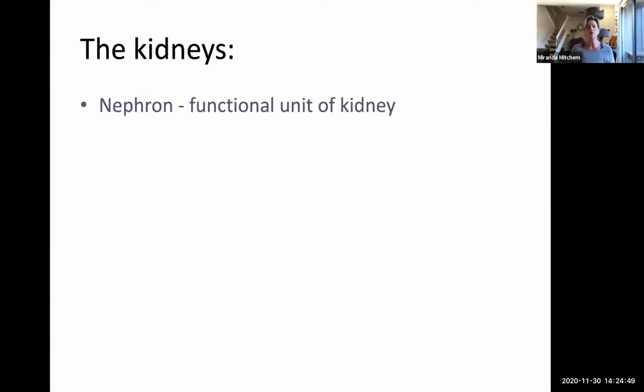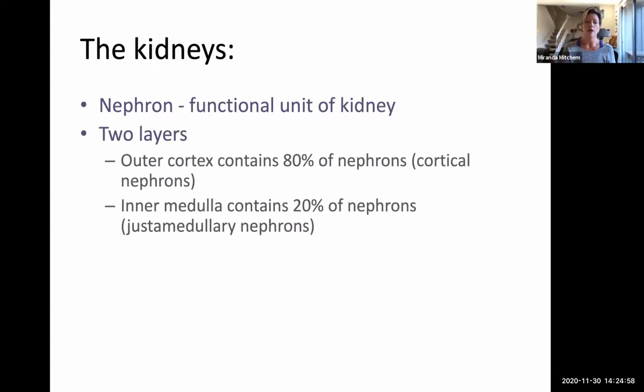Okay, so the functional unit of the kidney is called the nephron, and there are millions of nephrons within each of our kidneys. Now, the kidney itself and the nephrons have two layers to them. So the outer part is called the cortex of the kidney, and this is where about 80% of the nephrons are found. These are the common cortical nephrons. The other 20% of the nephrons are in the inner part of the kidney, in the medulla. And these are called the juxtamedullary nephrons, since they are next to the medulla.